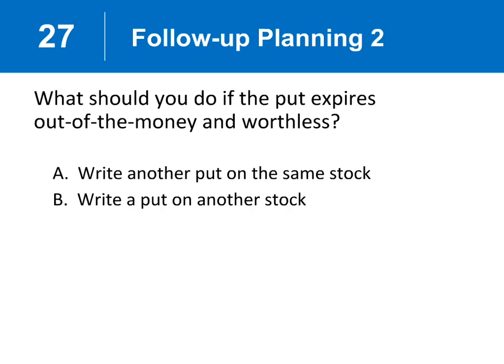What should I do if the put expires out of the money and worthless? So we're not before expiration. We're expired. We're worthless. What do we do? Well, it goes back to what type of investor are you? Are you the investor with an objective to buy the stock who now hasn't bought the stock because the stock did better than expected? Or were we the income put seller, looking for exactly this to happen? Well, what do we do? Do we write another put on the stock? Maybe that's the choice.